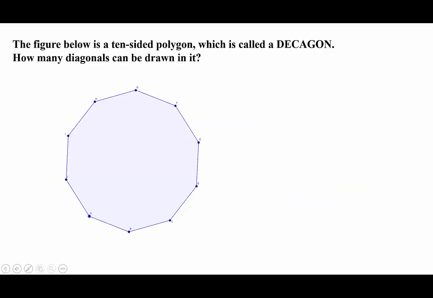Okay, and so we come to our last problem. Go ahead and read this one for us, Kyle. The figure below is a 10-sided polygon, which is called a decagon. How many diagonals can be drawn in it?